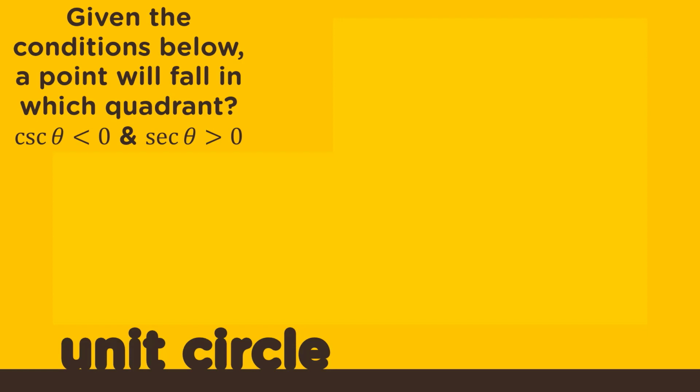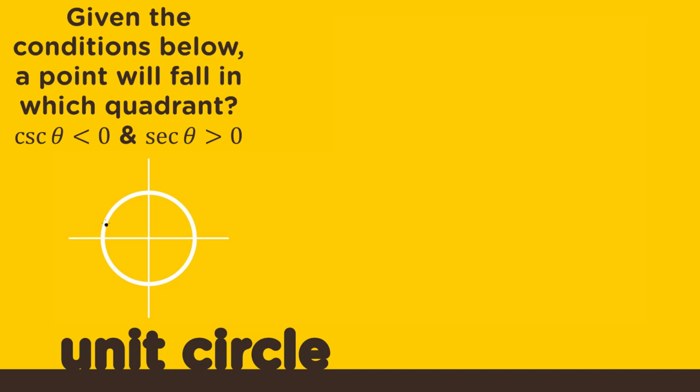To determine the quadrant where this condition will be satisfied, cosecant theta is less than 0 and secant theta is greater than 0, we need to understand the relationship of these two trigonometric functions in the simplest forms of cosine and sine. Let us use here this unit circle for illustration. Our unit circle, just like the Cartesian plane, is divided into 4 regions, and we are going to pick which region this condition would be fitting.